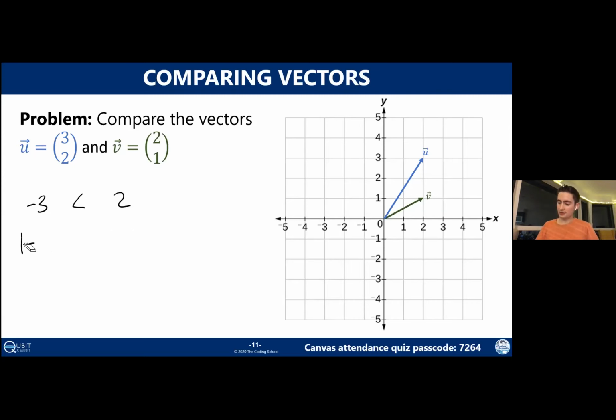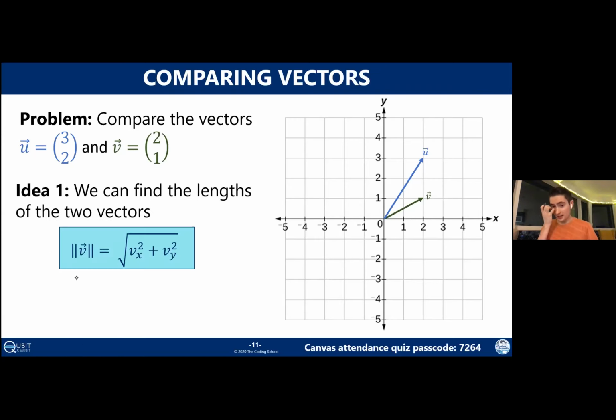And so here we're just going to introduce a couple ways of comparing vectors, because this is sort of our new type of number. And the first idea that you might have, kind of like the absolute value example, is to compare the lengths of the two vectors. So if we look at our picture over here, one thing that you might say is that u seems to be longer than v in some way, right? And so we want to try and express that mathematically. And the way we do that is with the magnitude of two vectors.